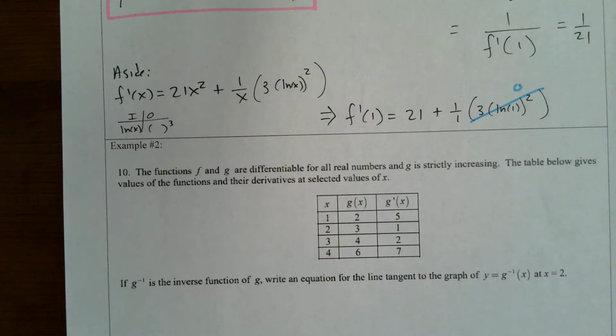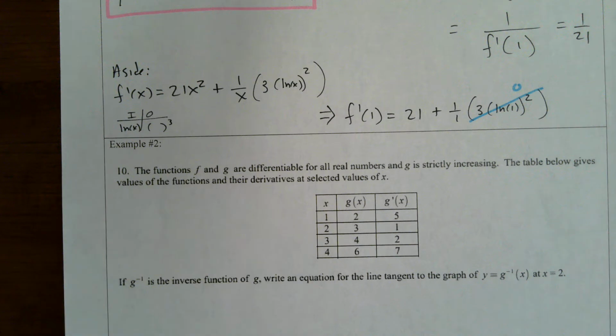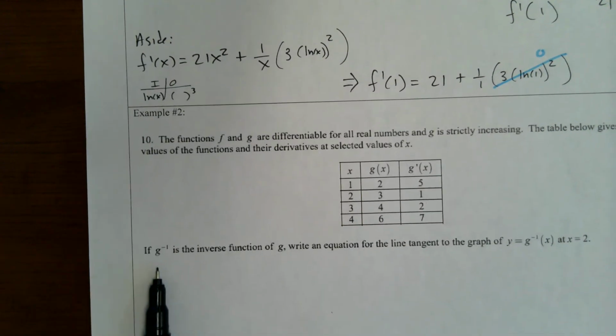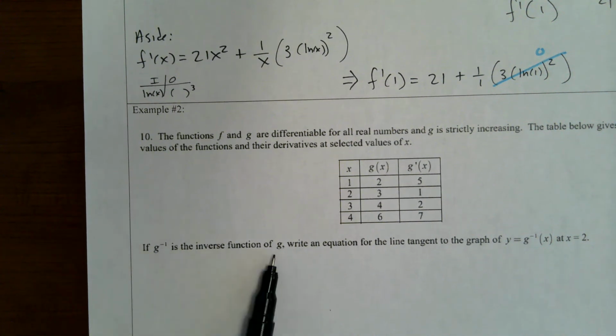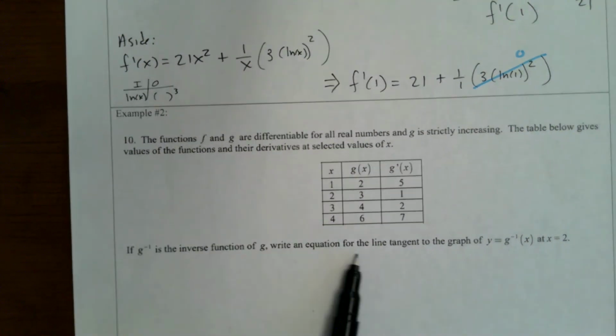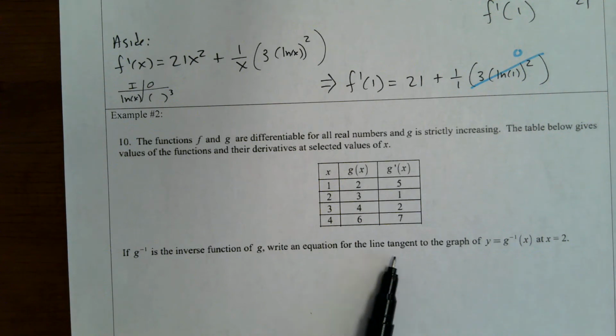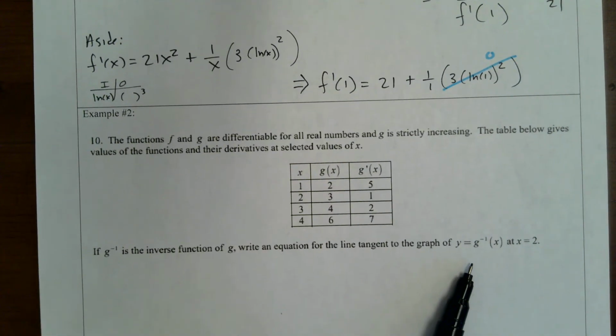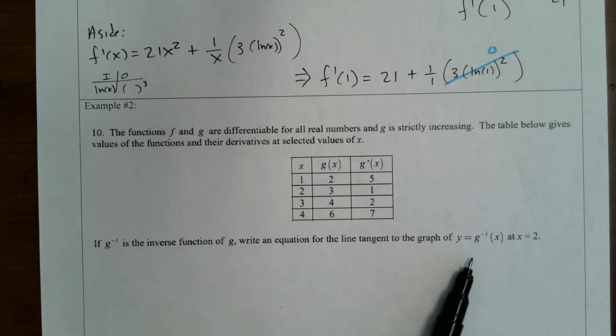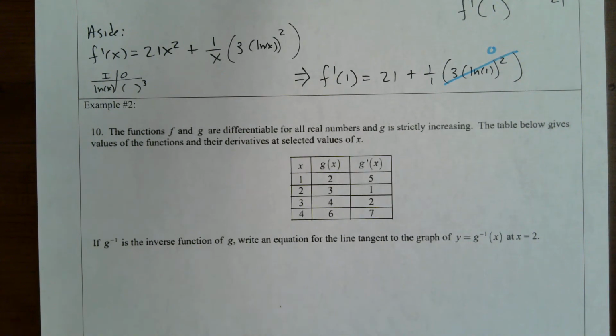It is important information, but you could still do the problem if you didn't know it, I guess. The logic might just not be super tight. But that's okay. So the table below gives values of the functions and their derivatives at selected values of x. If g inverse is the inverse function of g, write an equation for the line tangent to the graph of y equals g inverse at x equals 2.